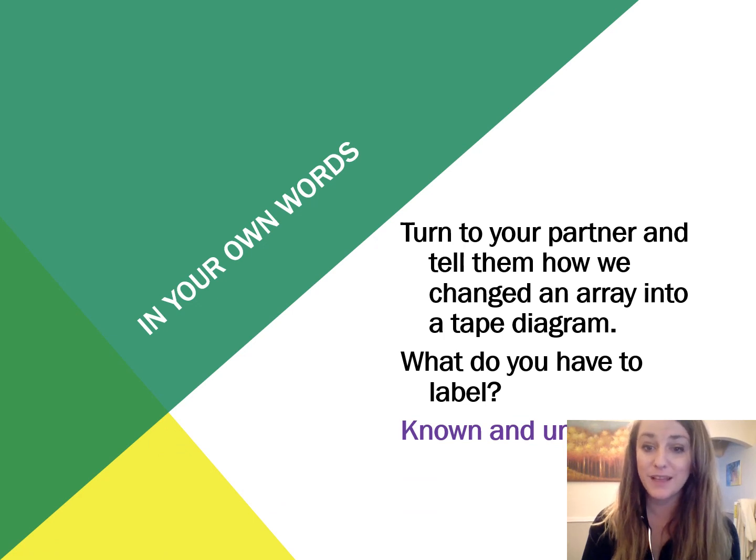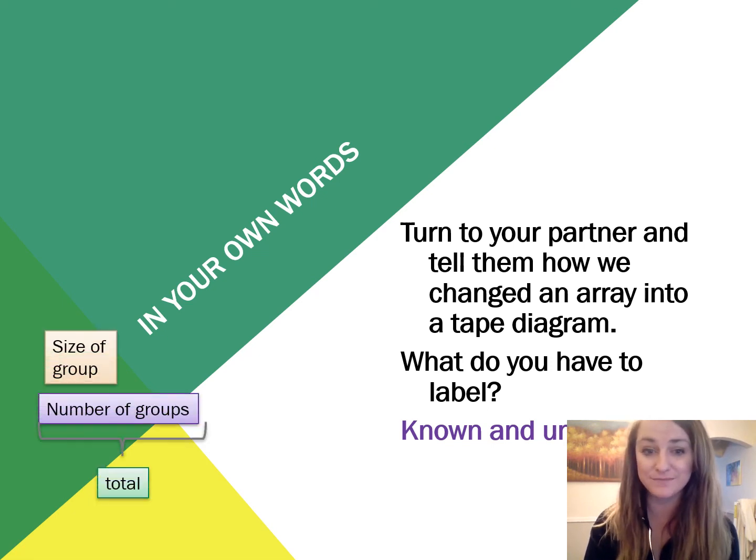Now, how did we change the array into a tape diagram? We added lines and labels. What do you have to label? The unknown and the known information. Here's another great breakdown of that. In this tape diagram example, we see the number of groups, and underneath it we see the total, and above is where you label the size of the groups.